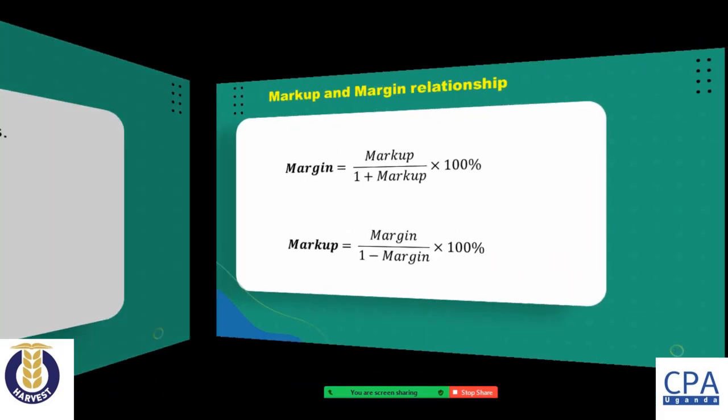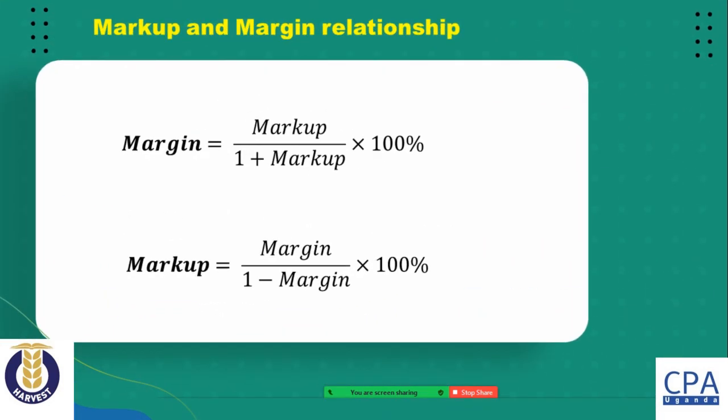Now you might need the markup but you have the margin, or you may have the margin but you need the markup. So what do you do? Margin is the same as markup divided by 1 plus markup, times 100%. Markup is the same as margin divided by 1 minus margin, times 100%.